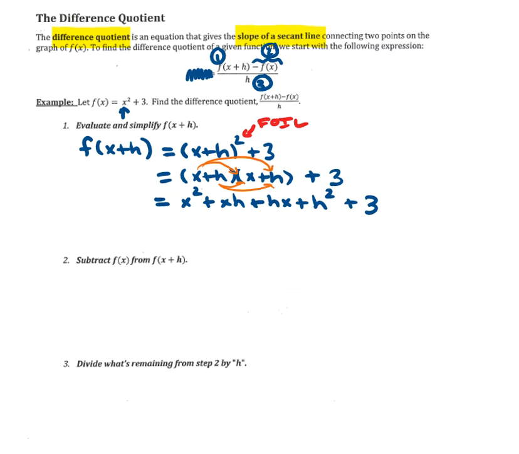Now there are a couple of terms that are going to add together, namely xh and hx. They're one and the same. So let's clean that up. It's going to be x squared plus, I'll go with the order xh, there are going to be 2 of them, by the way, and then the rest, plus h squared plus 3.